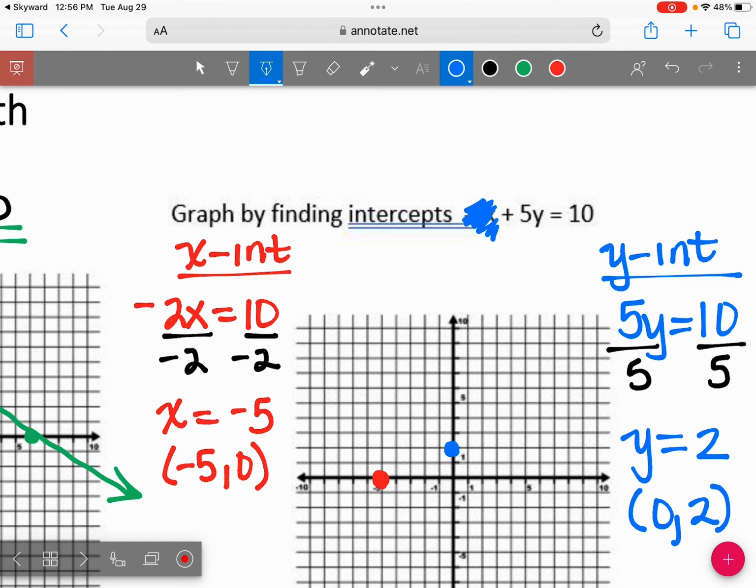And now you're going to draw a straight line that connects through those two. And that is your graph.